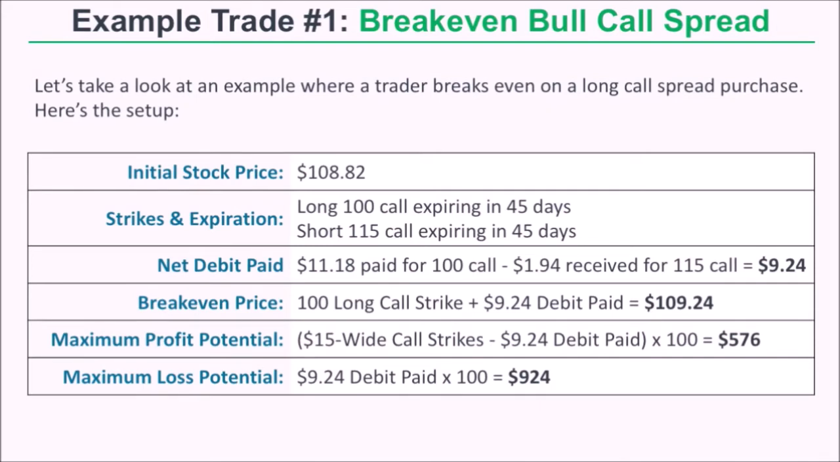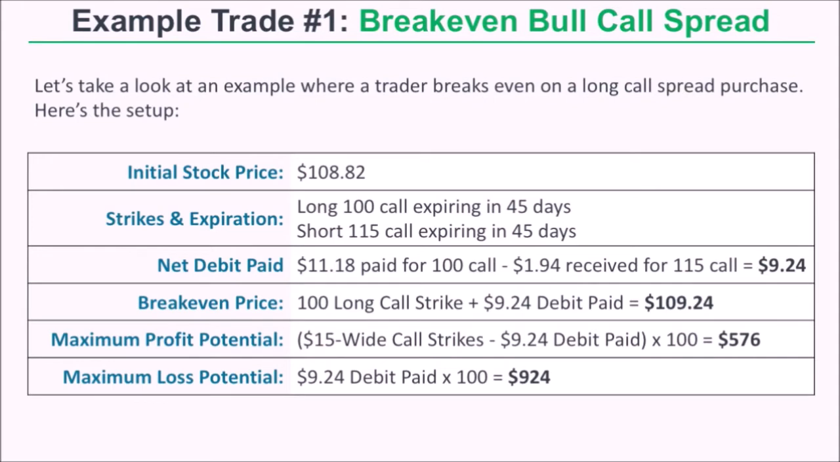The initial stock price is 108.82, and we're going to work with the 100 call and the short 115 call, both expiring in 45 days. So the net debit paid will be $11.18 for the 100 call, less the $1.94 credit for the 115 call, which brings our net debit to $9.25. Now the break-even price is the long call strike of 100 plus the $9.24 debit, which brings our break-even price to $109.24.